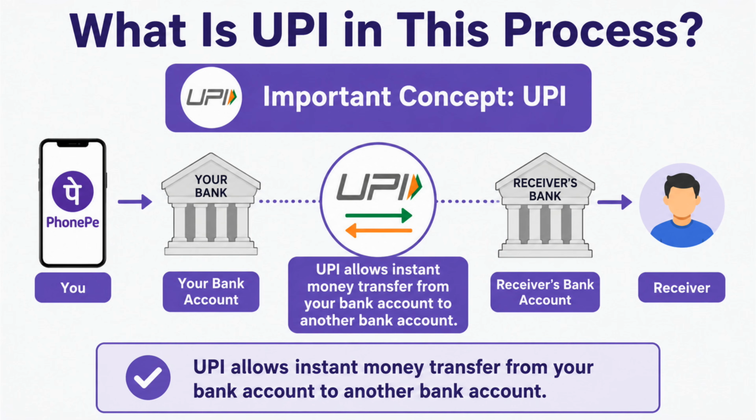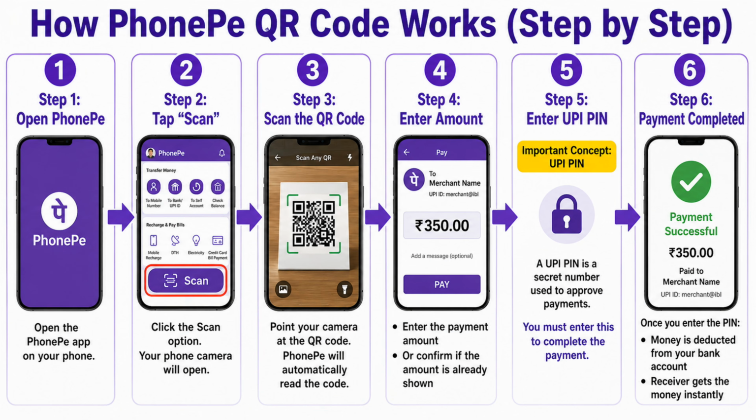What is UPI in this process? UPI stands for Unified Payments Interface. UPI allows instant money transfer from your bank account to another bank account. Now we will see how the PhonePe QR code works.